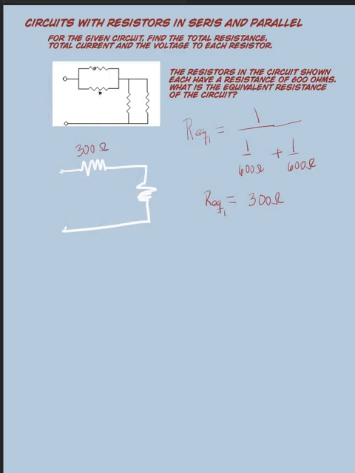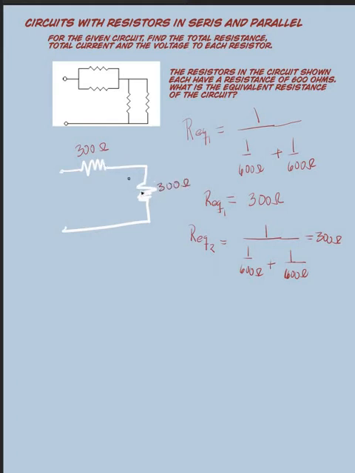Now this part is for these two. If you do these other two, you would get exactly the same equation. You would call this one resistor equivalent 2, which is going to be equal to 1 over 600, since each resistor is 600 ohms, plus 1 over 600 ohms. And if you do this, the equivalent is going to be equal to 300 ohms. So this one here is equal to 300 ohms.